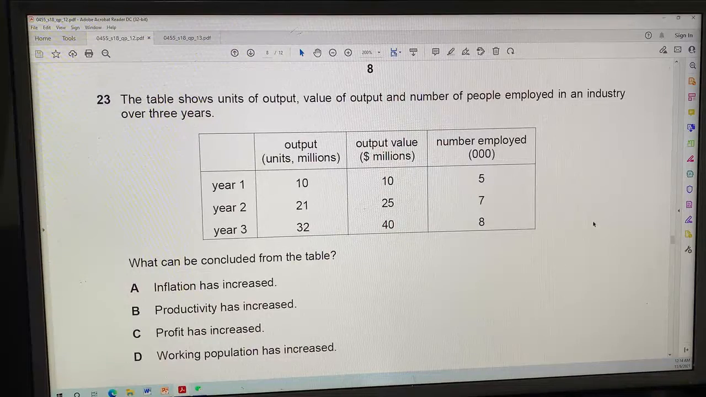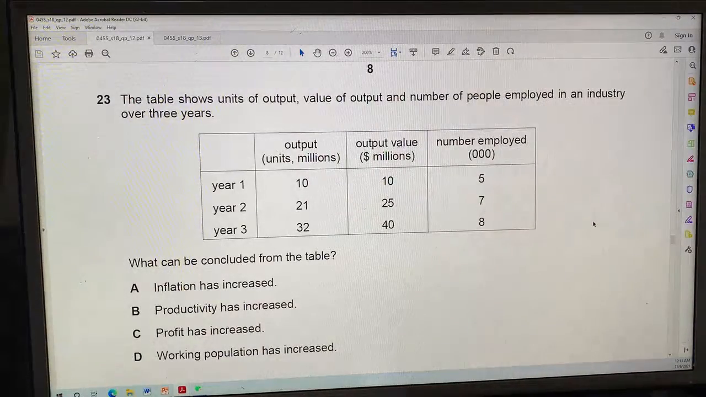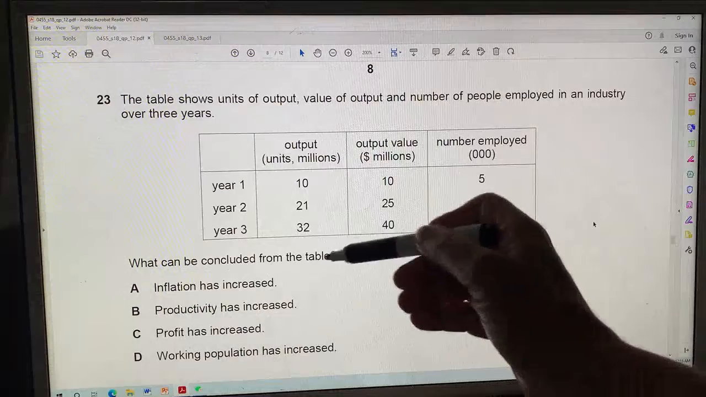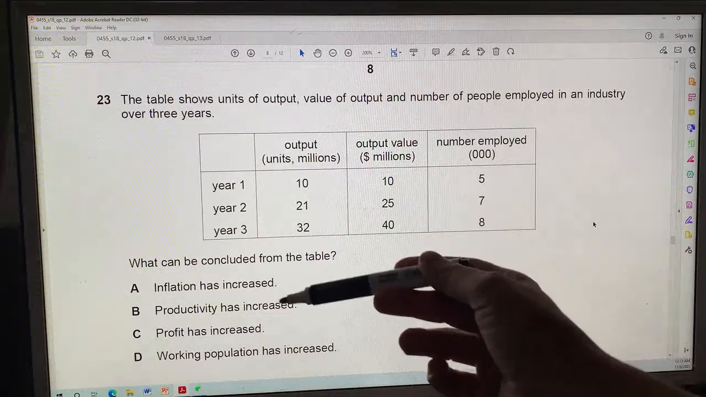Here's question 23. Some numbers, some writing. Down here we have the question, what can be concluded from the table? So I just check each answer.